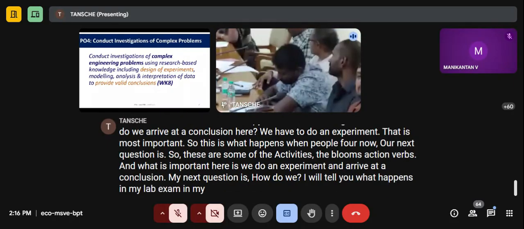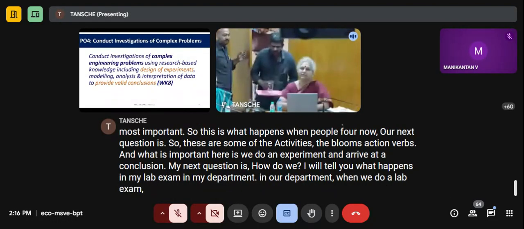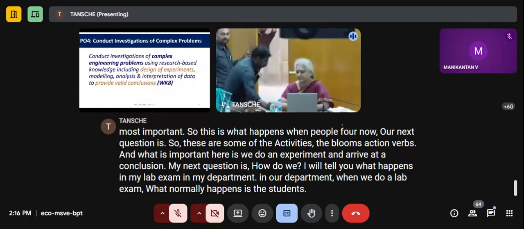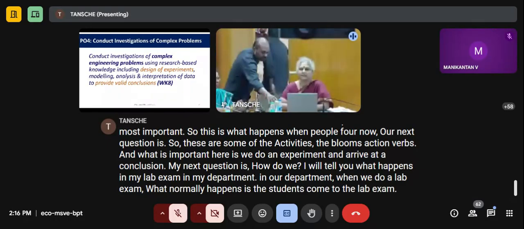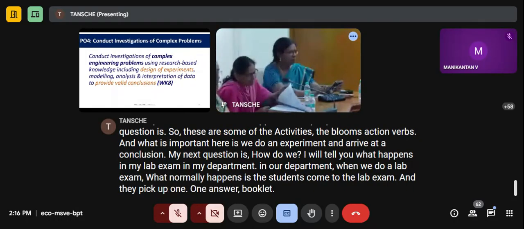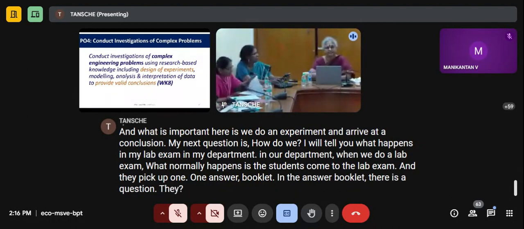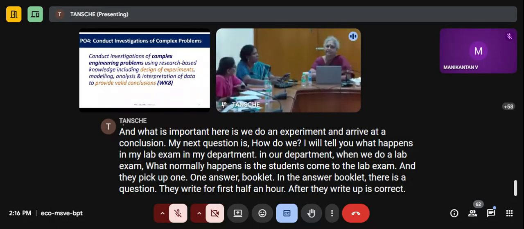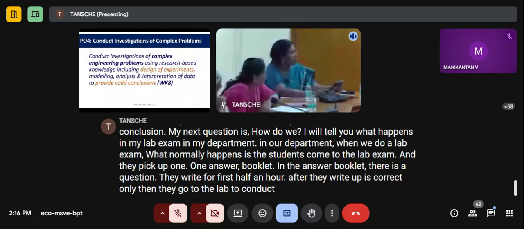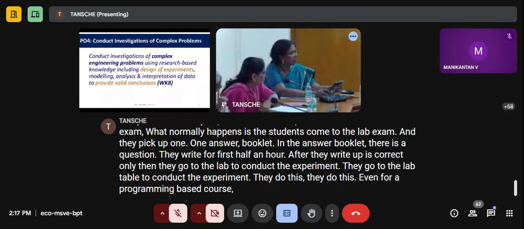In our department, when we do a lab exam, the students come to the lab exam and pick up one answer booklet. In the answer booklet, there is a question. They write for the first half an hour. After their write-up is correct, only then do they go to the lab table to conduct the experiment. They do this even for a programming-based course.